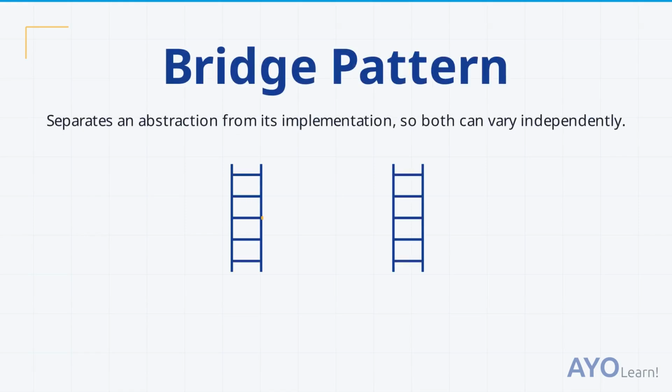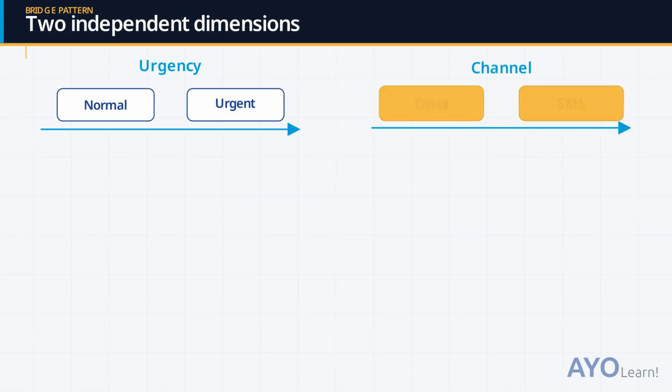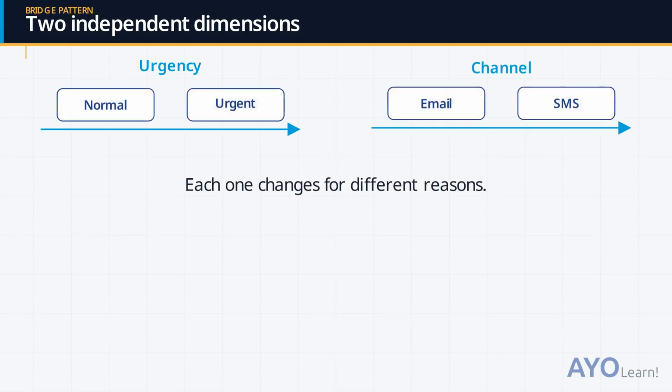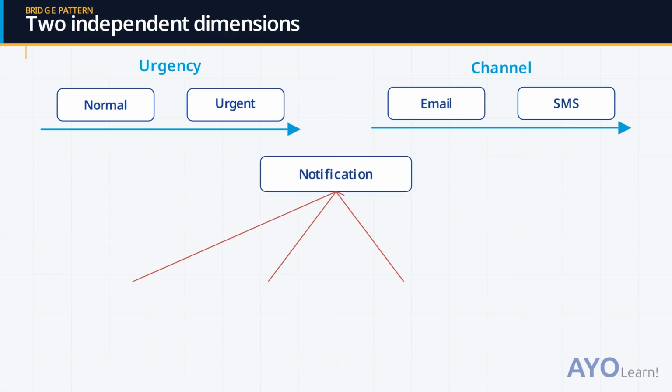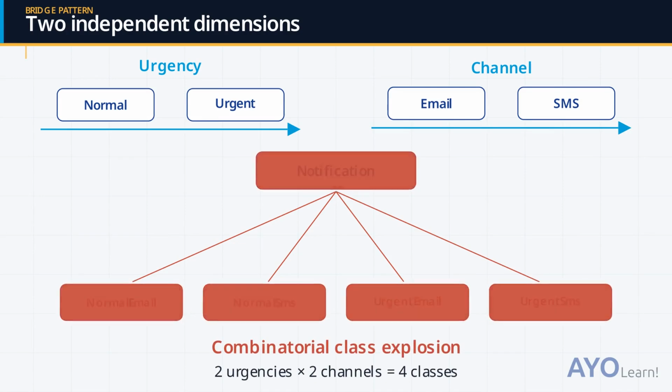The bridge pattern separates an abstraction from its implementation, so both can evolve independently. Picture two separate ladders joined by a single connecting span. Imagine a notification system with two independent dimensions. First, urgency, normal and urgent. Second, the delivery channel, email and SMS. Each changes for different reasons.